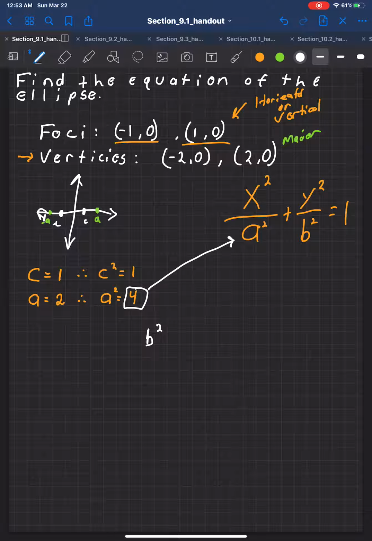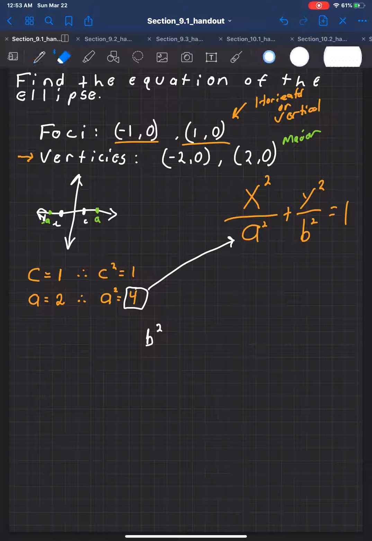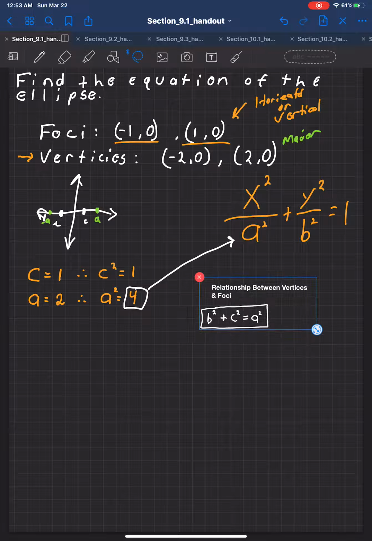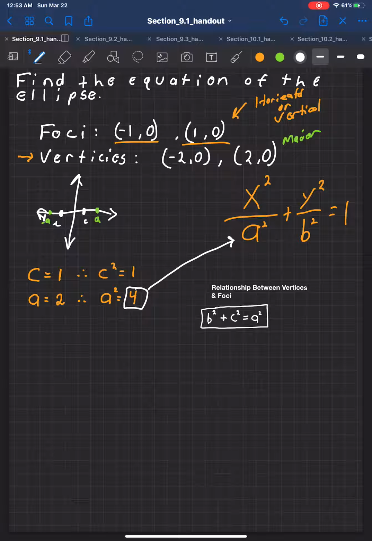B squared. Let's see if I still have that saved. Beautiful. So here's my relationship between the vertices and the focal points. Let's go ahead and start plugging it in. I don't know what B squared is. I know what C squared is. I know what A squared is. So that means B squared is equal to 3.